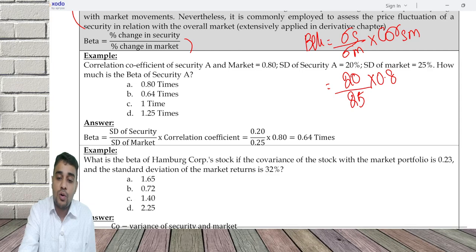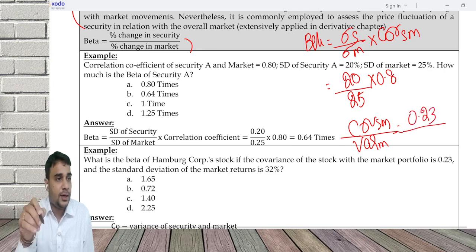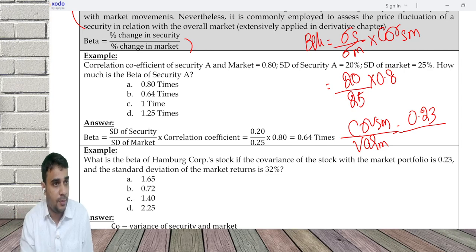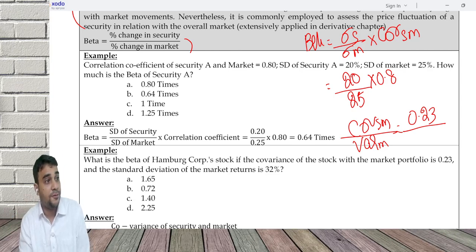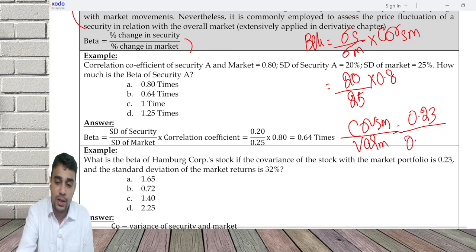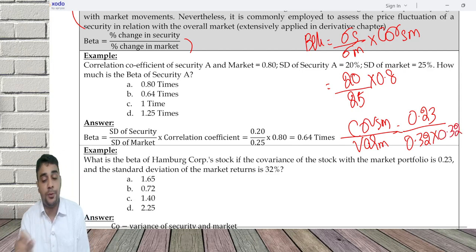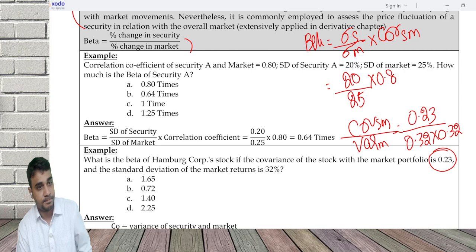So it is covariance SM by variance of M, 0.23. If you write 32 into 32 in the denominator, you'll get a different answer. So in the denominator, please write 0.32 into 0.32. The reason for writing it as 0.32 is that my covariance is in decimal. How much? 0.24.